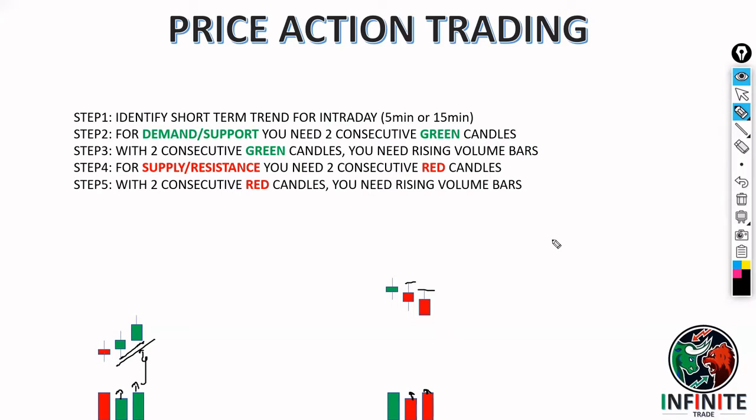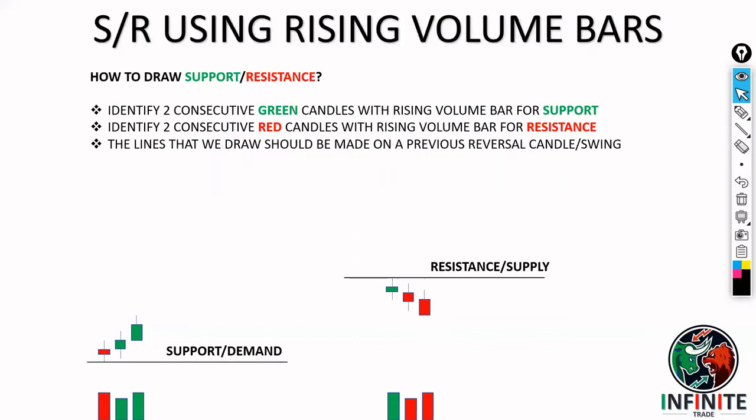So this is all about the strategy. You need 2 consecutive candles with rising volume bars. With this strategy, we are going to identify the support and resistance. In the second part of the video, I'll let you know how to go long and where to go long and where to go short. I hope you all understood. We need 2 green candles with rising volume bar for support, and 2 red candles with rising volume bar for resistance.